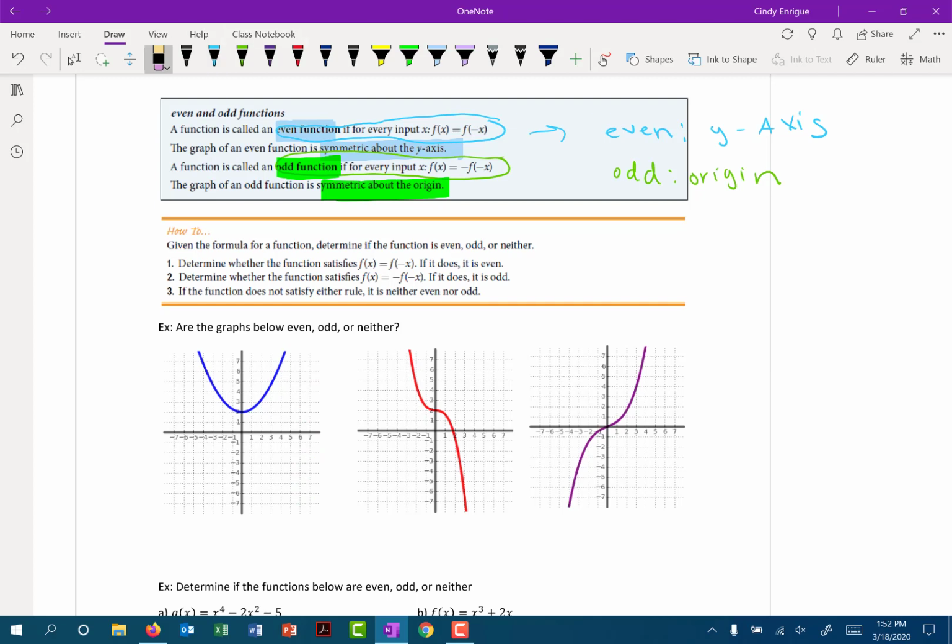Now, is this going to be symmetric along the y-axis? So that's the y-axis over here. Is this side the same as this side? Is it the mirror image? Well, yeah, it does look like it's going to be the mirror image. So we can say that this is going to be even. It is the mirror image along y.